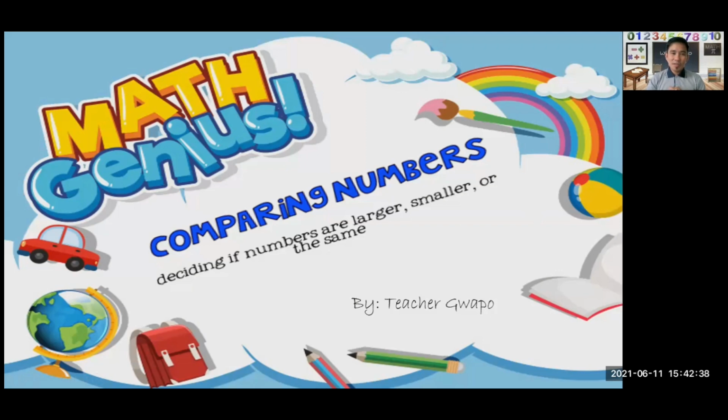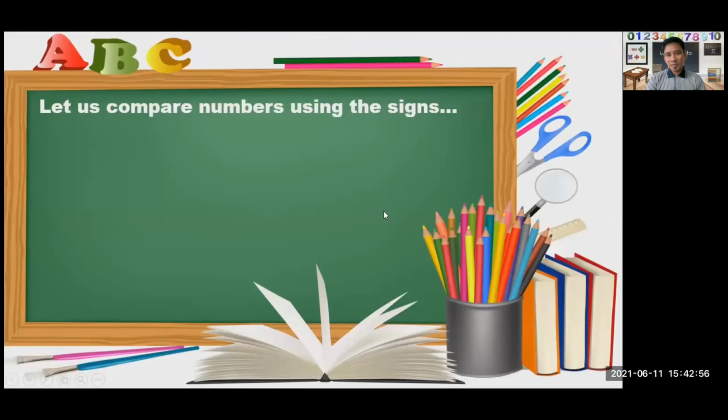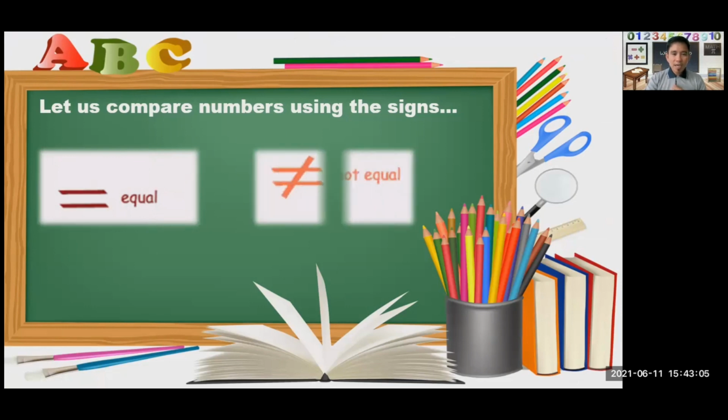So again, Math Genius, we will compare numbers. We will decide if the numbers are larger or smaller, or maybe the numbers are equal or not equal. So let us compare numbers using the signs. We will use this sign, the equal sign. This is called the equal sign, and this one is not equal, okay, not equal.